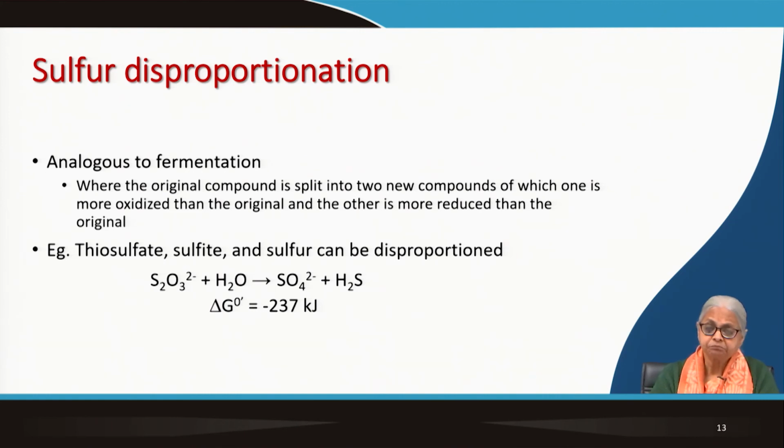Similarly here, at the reduced end of the sulfur oxidation states, you have sulfide. At the most oxidized end, you have sulfate. What is in between? We have thiosulfate and elemental sulfur that are in between. So either of them, thiosulfate, sulfite and elemental sulfur, can be disproportioned. Disproportioned means part of it will be oxidized and part of it will be reduced. So that is called disproportionation. It's similar to what we saw in fermentation.